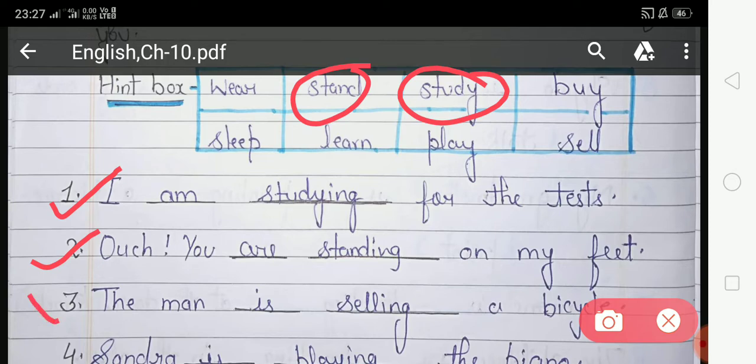Now look at third number. The man dash a bicycle. So student, which is the suitable word that you have to fill at this blank space? Selling. And with man, what do you have to use? The man is only one person, and when we are talking about only one person, you have to use is, and in sell you have to add ing. So the sentence will become the man is selling a bicycle.